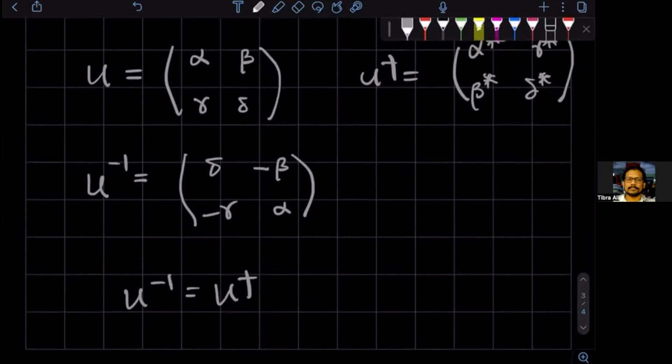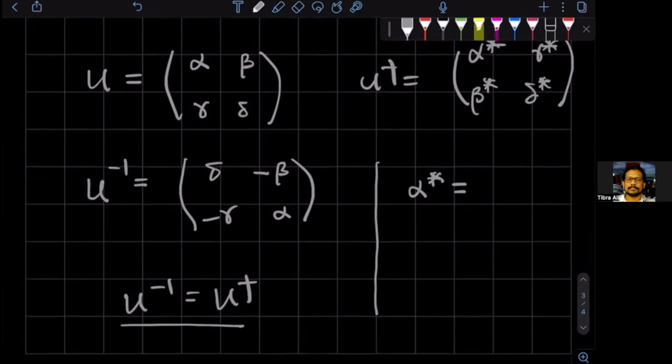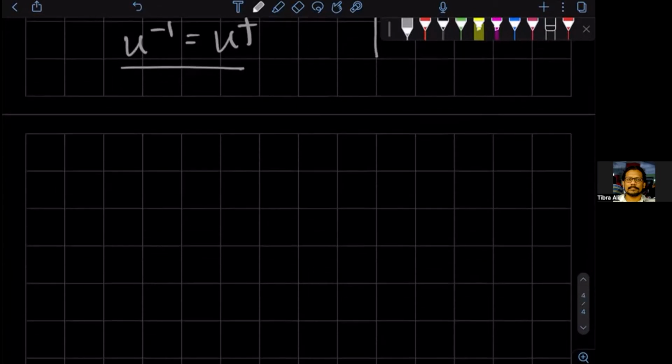Okay, so if I look at this equation, then I can set alpha star equal to delta and gamma star equal to minus beta. If I do this, then I can whittle down the number of parameters from 8 to 4. So I can write U as alpha beta minus beta star alpha star.